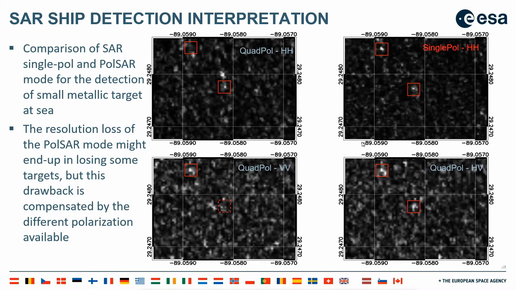And the same is actually happening if you have a look at VV, because in polarimetry, we said you have more information, you have HH, you have VV. In that case, the upper left is detected, but the target in the middle is not. But the good news is that with polarimetry, you have also the cross-pole channel, which shows you that both are detected. So yes, you reduce the resolution, but you gain information about the scattering mechanisms that are in place, right? So that's the message.